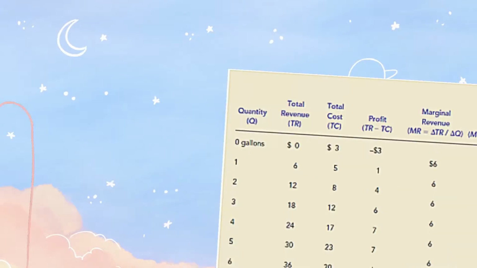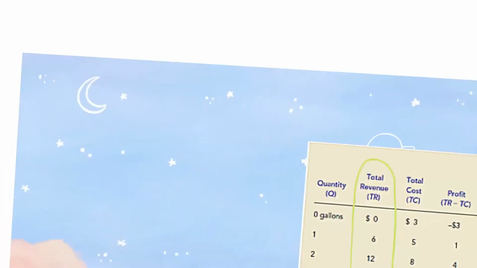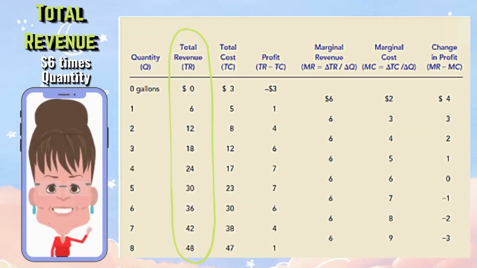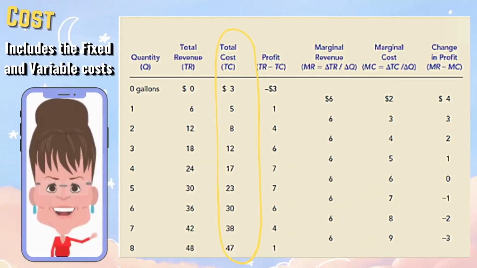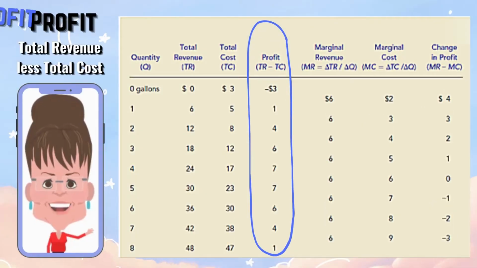In the first column of the table is the quantity produced. The second column shows the total revenue, which is $6 times the quantity. The third column shows the total cost. Total cost includes fixed costs, which are $3 in this example, and variable costs, which depend on the quantity produced. The last column shows the profit, which is computed by subtracting total cost from total revenue.